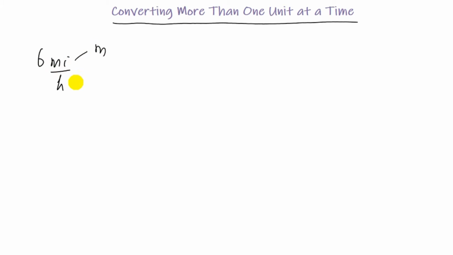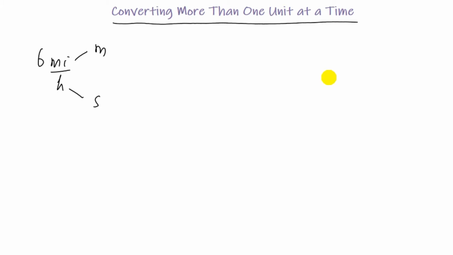Now next we're going to discuss converting more than one unit at a time. Now suppose you are walking on a street and your speed is 6 miles per hour, and you wish to know your speed in meters per second. So we have to convert miles into meter and hours into second. So we are converting more than one unit at a time. So let's see how we're going to convert this.